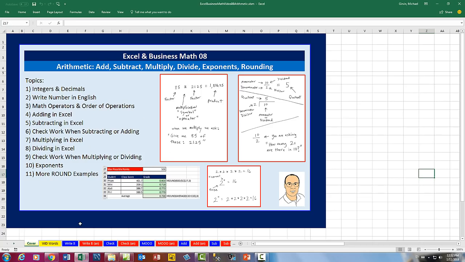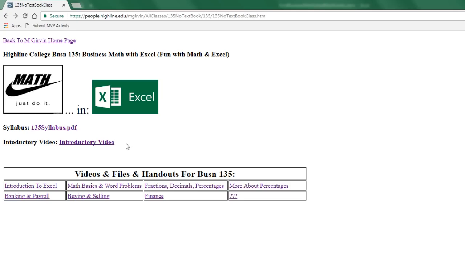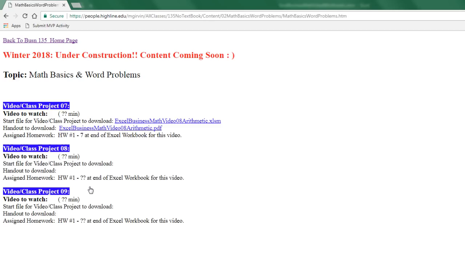Now, before we go over to Excel and look at some great examples, let's go to our class website. Yes, math, just do it in Excel. Hey, week 1, we went to Introduction to Excel. Now we're going to go to this section of our website, so I'm going to click on the Math, Basics, and Word Problems. Here's our video. There's no video because I'm filming it right now. But there's the Excel workbook. You got to download that, open it, and follow along with the video. And there's the PDF note to download.